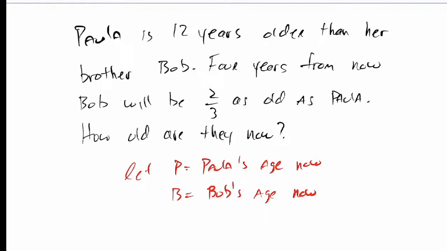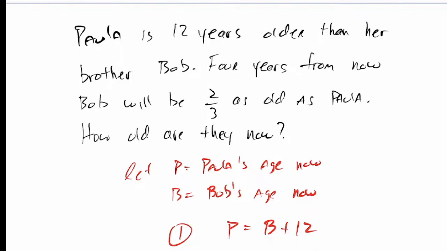4 years from now, Paula will be two-thirds. How old are they now? So equation 1 is definitely Paula is 12 years older than her brother. So Paula's age is her brother's age plus 12. Does anyone have the second equation? Because I can see Rima got the first equation right, and Mina's got 2/3 P equals Bob plus 4.